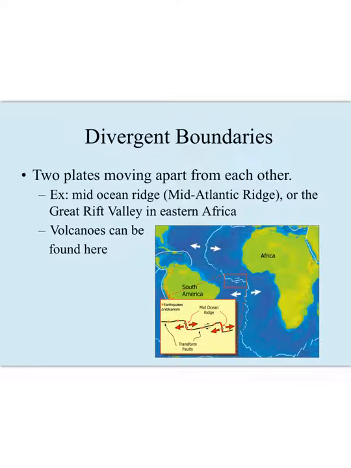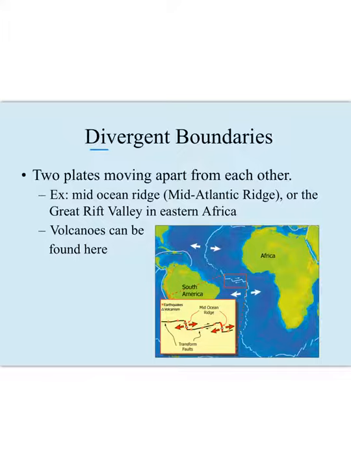Divergent plate boundaries are where two plates are moving apart from each other. Di means two, so they're moving in two pieces away from each other. An example, we have mid-ocean ridges throughout the ocean. One specific example is the Mid-Atlantic Ridge. This one is in the middle of the Atlantic Ocean.